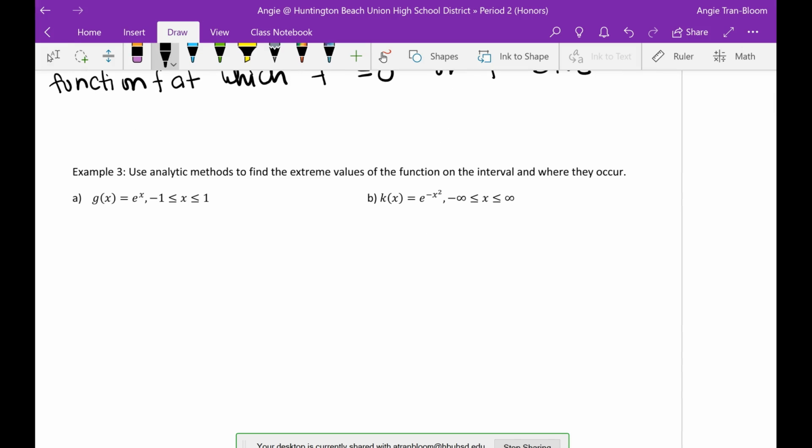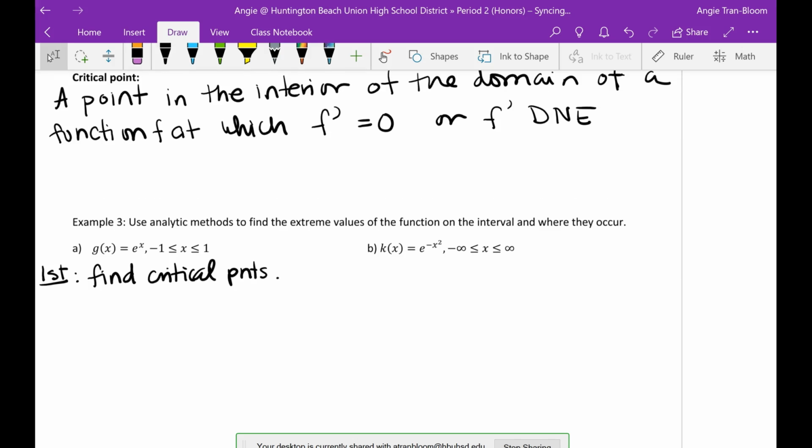Step 1, we should find the critical points, if there are any. So, how do we find critical points? Take the derivative and set equal to what? 0, or make sure it's wherever it is undefined, right? Sometimes it's easy to find undefined, sometimes it isn't.